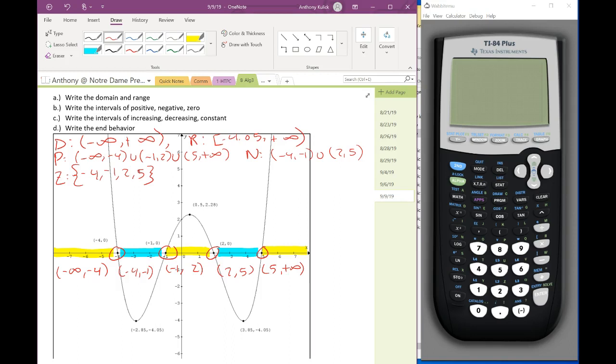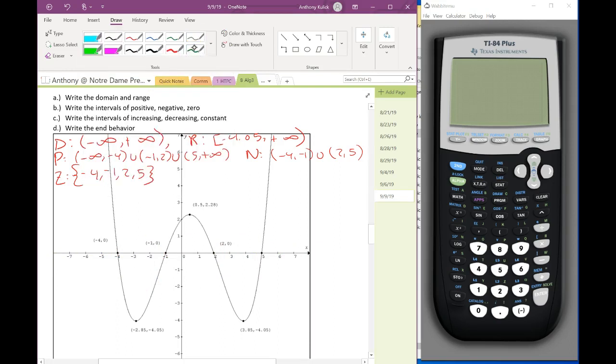Okay, I'm going to erase my marks and remark this up for the increasing, decreasing, constant. So I am decreasing from there to there, and then from there to there, and then increasing everywhere else. Everybody okay with that idea?